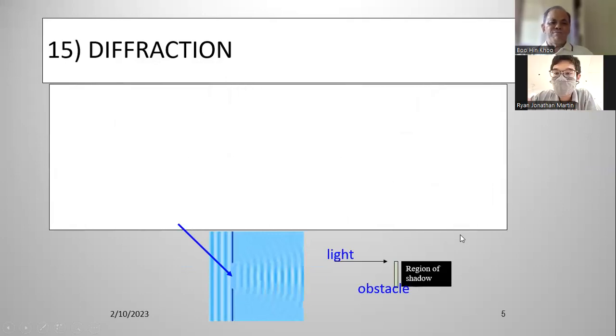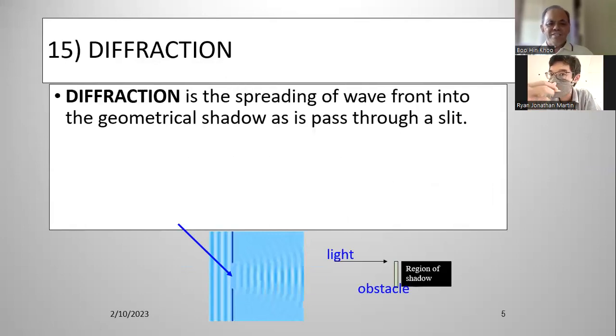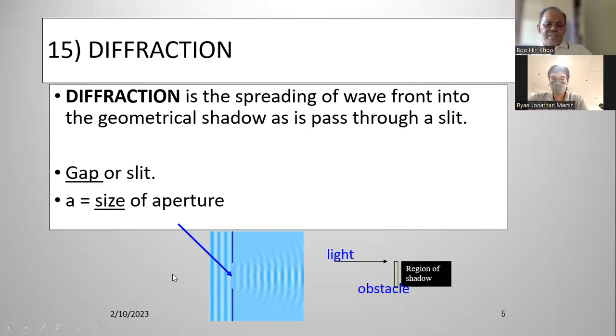First, know the definition. Diffraction is spreading a wave front into geometrical shadow as it passes through a slit. We can call it slit, gap, or aperture. So that's an obstacle, two obstacles if you like. That's the aperture. We call A the size of the aperture.